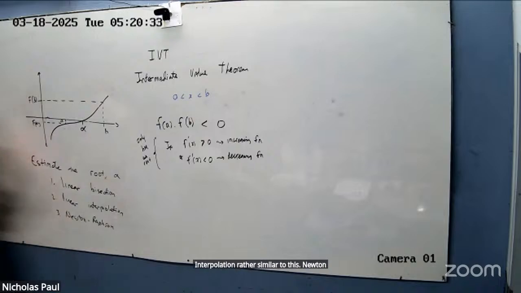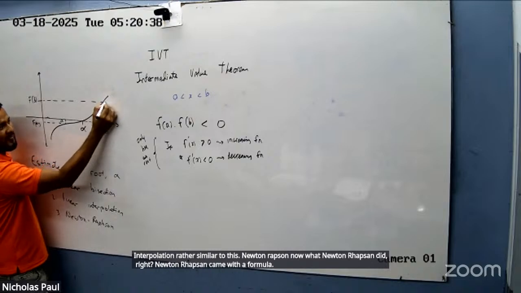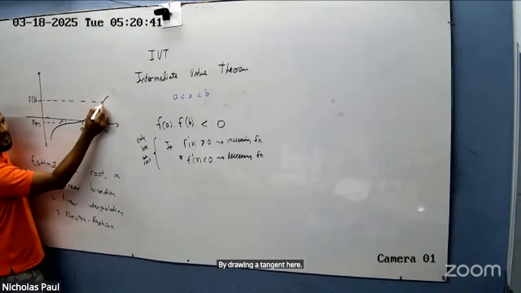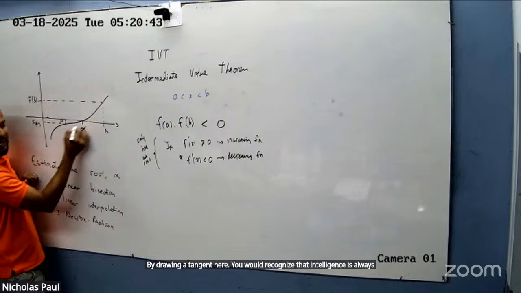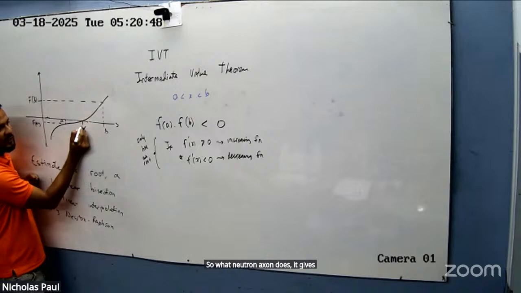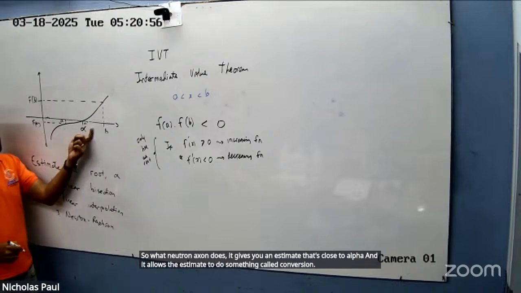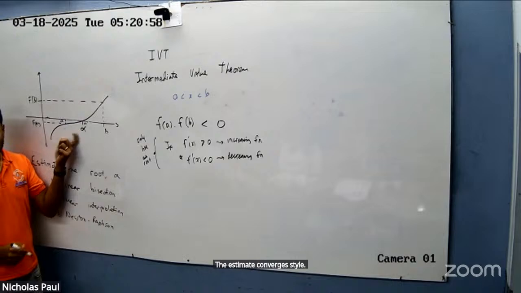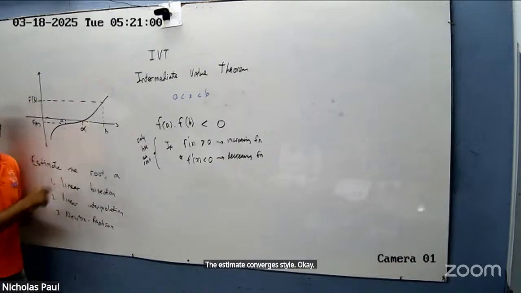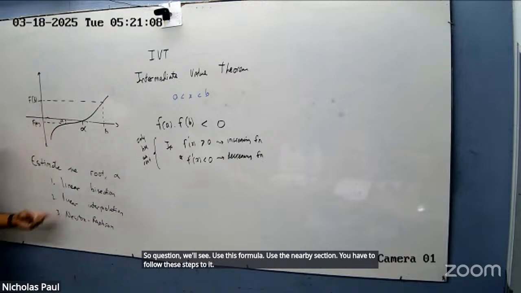Newton-Raphson came up with a formula by drawing a tangent here. You would recognize that the tangent is always very close to alpha. So Newton-Raphson gives you an estimate that's close to alpha, and the estimate converges to alpha. So a question will say, use this formula, use interval bisection, and you have to follow these steps through.